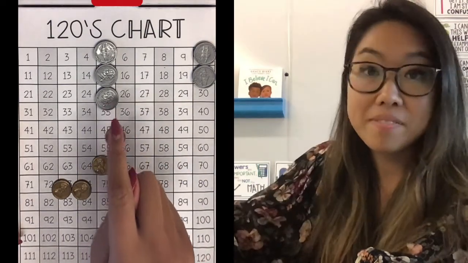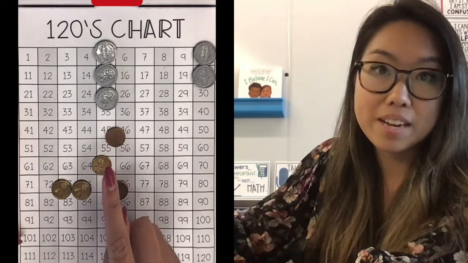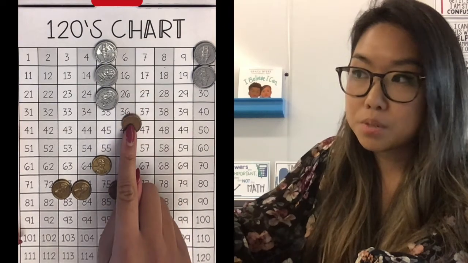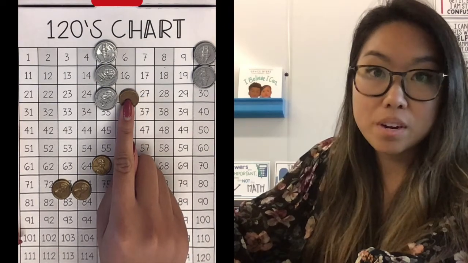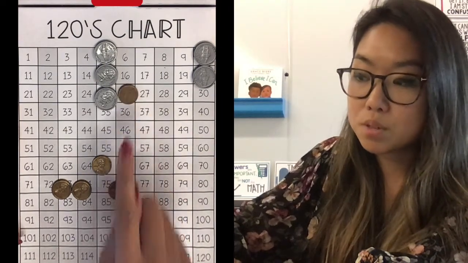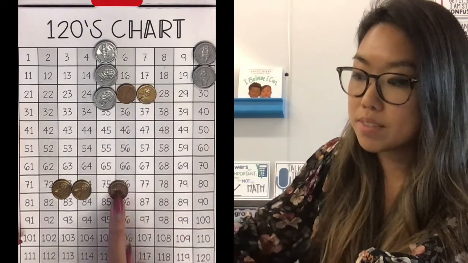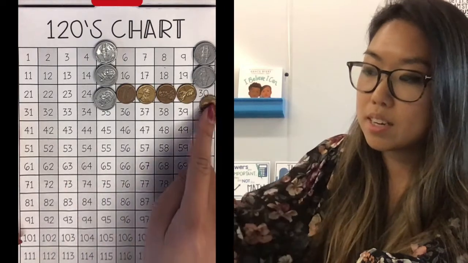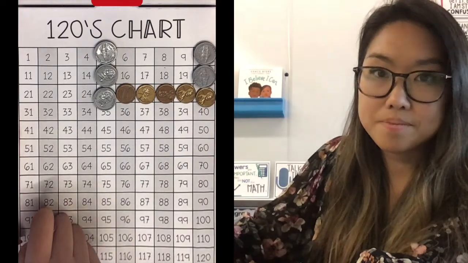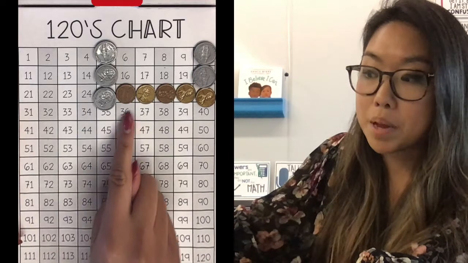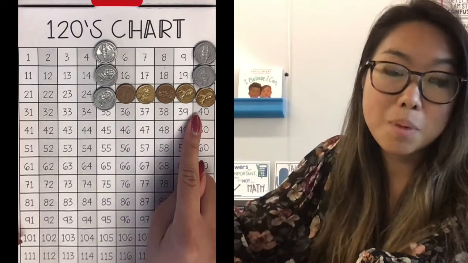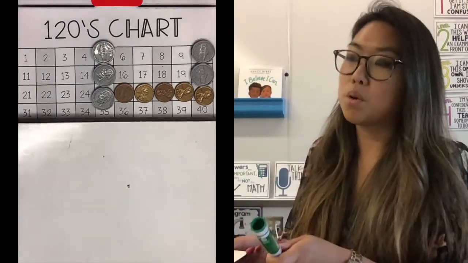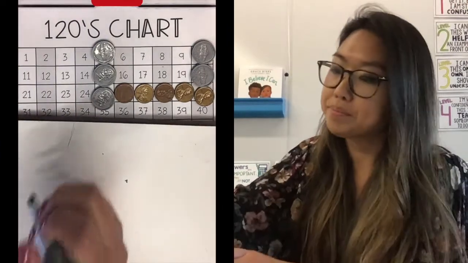When I skip counted by 5, that's because a nickel is worth 5 cents. So a penny would go over here. 25 plus a penny is 26, 27, 28, 29, and 30 cents. I know I have to skip count by 1's with pennies because pennies are worth 1 cent. Now, I can think, what would that look like on a number line?